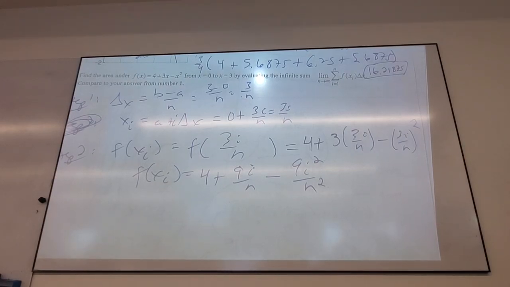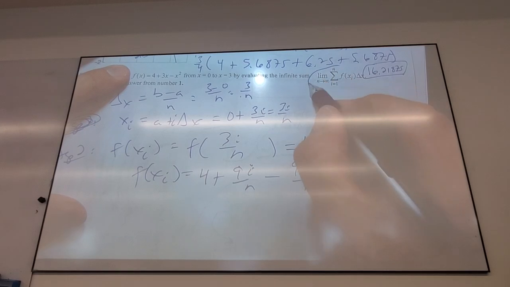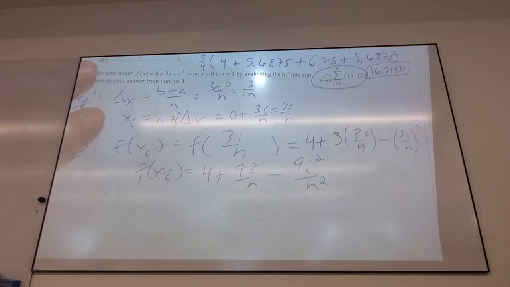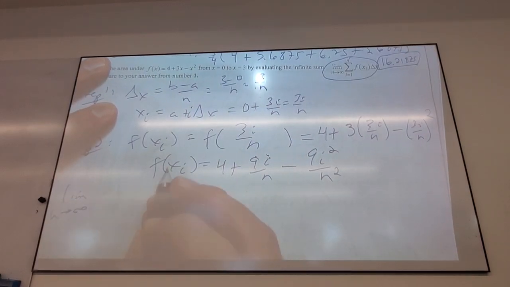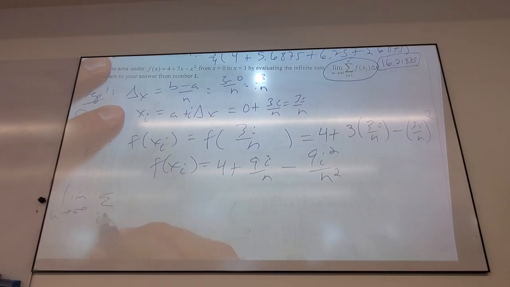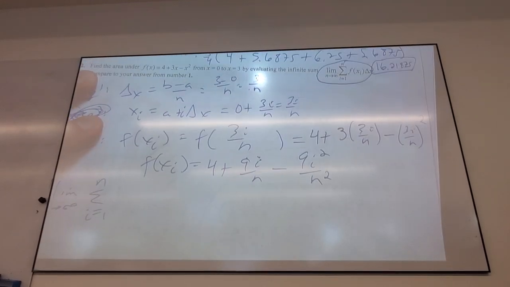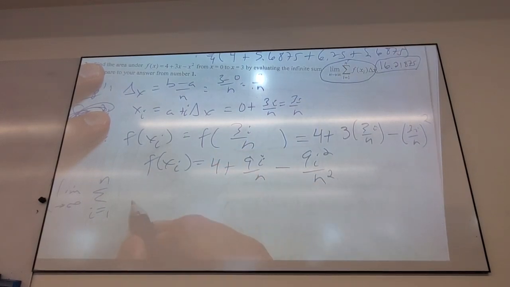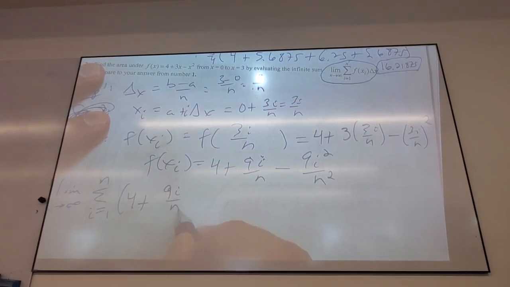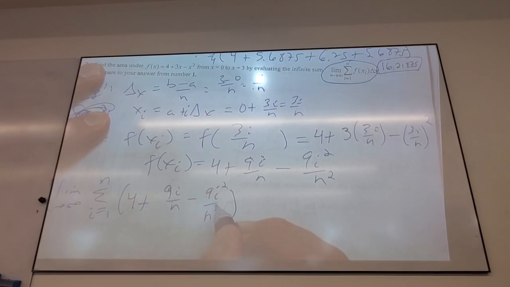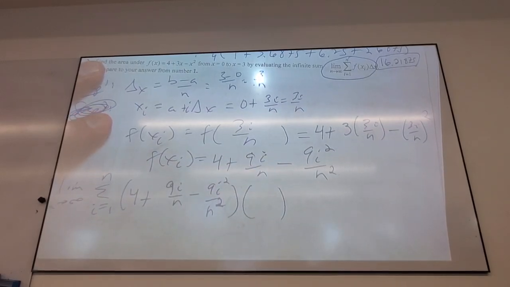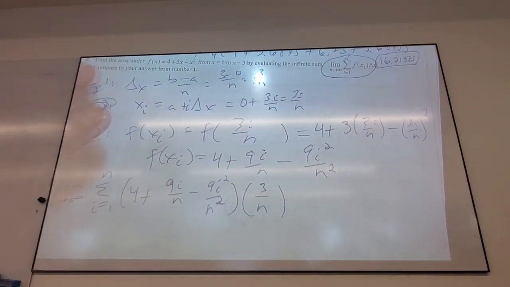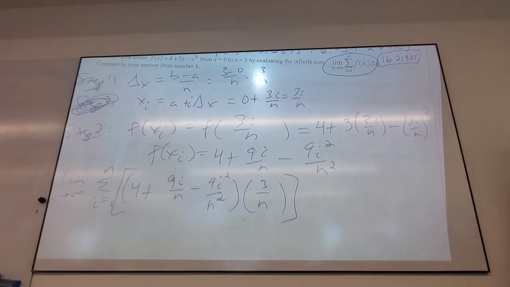Okay, so now I've got this, multiply it by... now I just throw stuff in there. So the limit as n goes to infinity, sum i equals 1 to n, f of x_i, which is this business. What's the one last piece? Delta x, which is 3 over n. Stop for a minute. All that's inside of there, I can make that really clear.